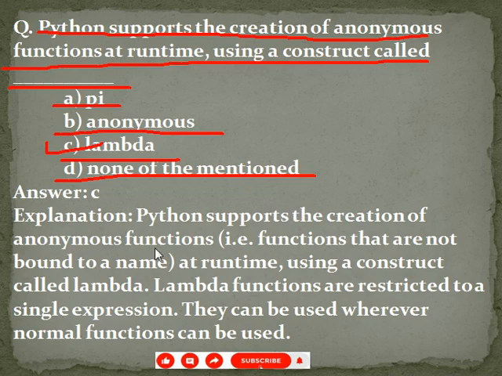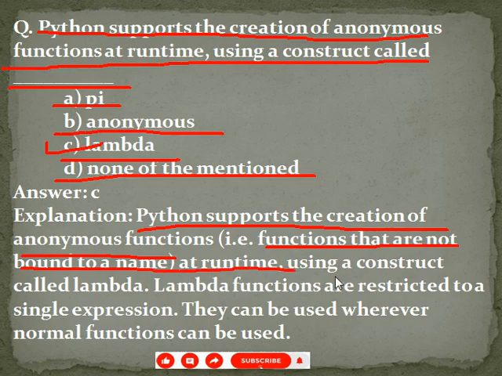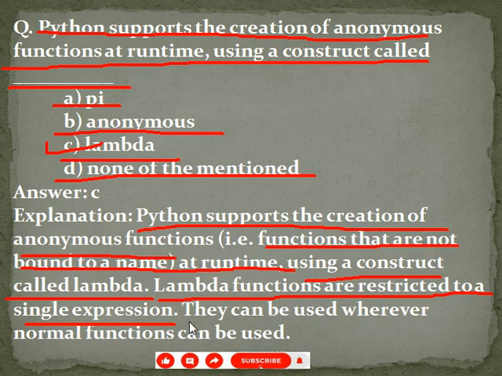See the explanation. Python supports the creation of anonymous functions, that is, functions that are not bound to a name at runtime, using a construct called lambda. Lambda functions are restricted to a single expression. They can be used wherever normal functions can be used.